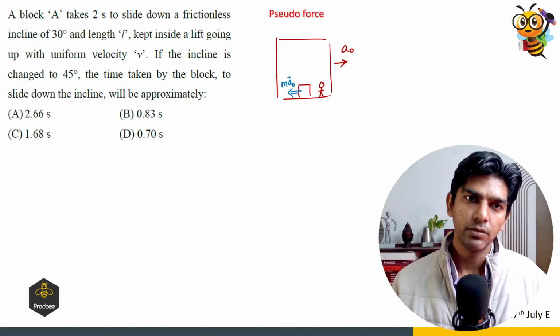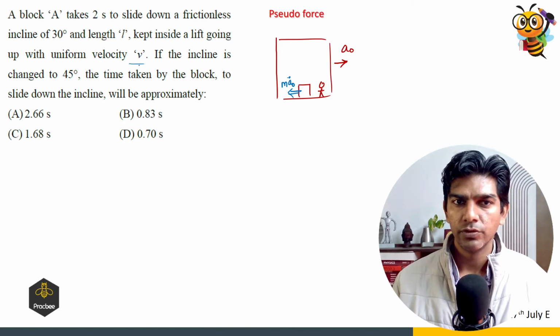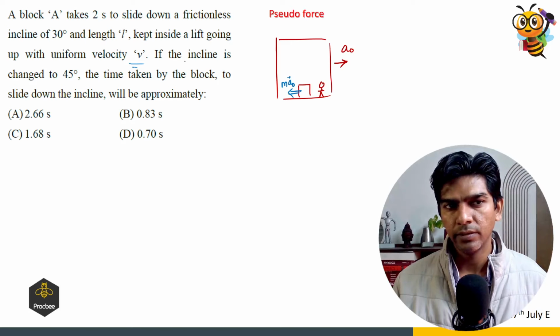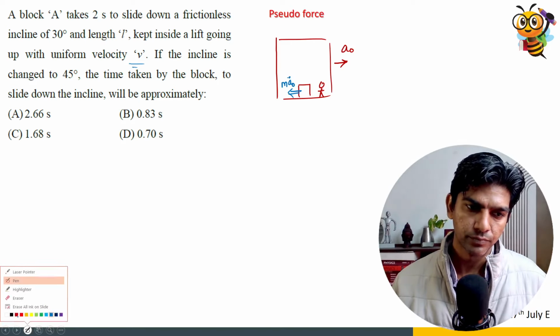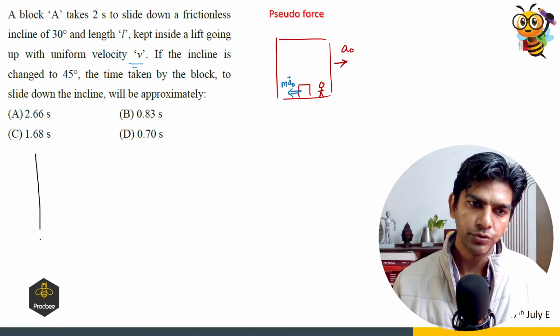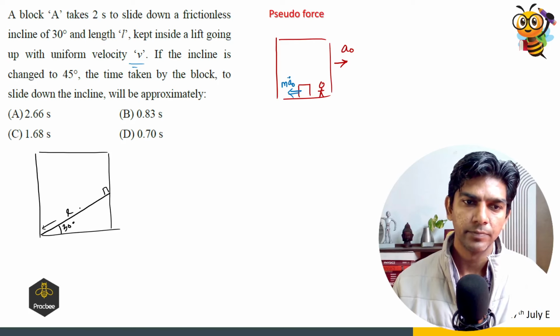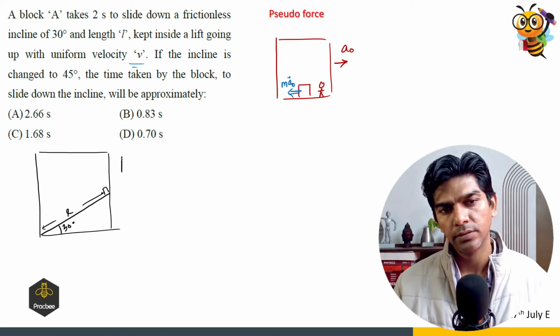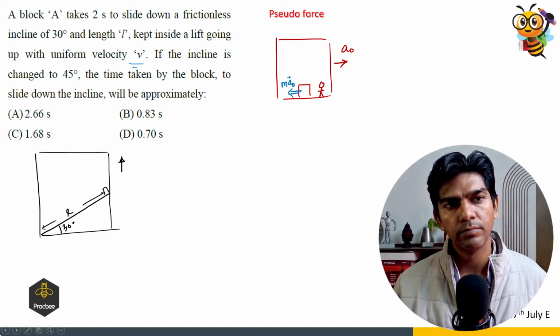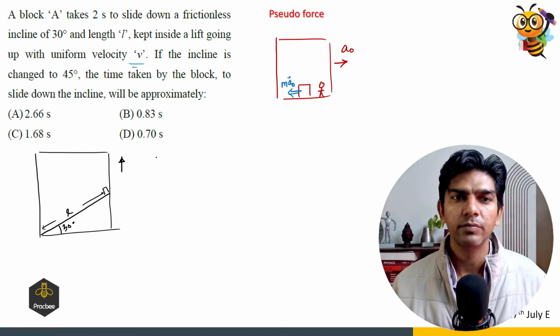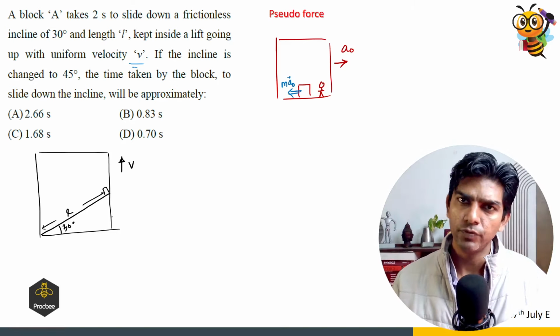Now let us say this question: a block A takes 2 seconds to slide down a frictionless inclined plane of length L, kept inside a lift going up with a uniform velocity V. If the incline is changed to 45, let me just show you the initial situation. This angle is 30 degrees and there is a block, and this length is L, and this incline is going up with a uniform velocity V.